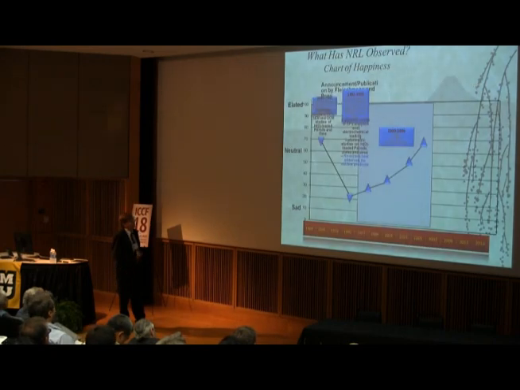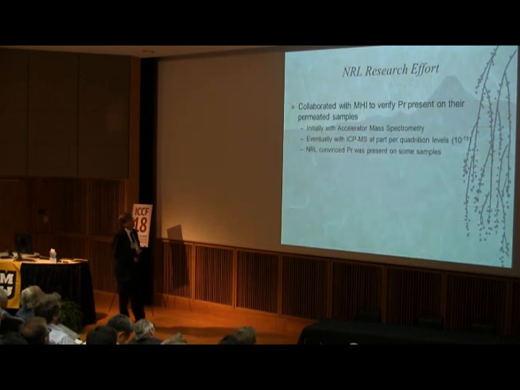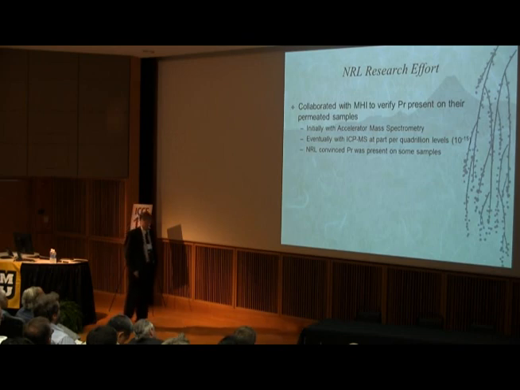Now, NRL tried to reproduce that early on, and they did not succeed. We collaborated with MHI. We initially saw praseodymium based on accelerator mass spectrometry, and eventually ICP-MS at parts per quadrillion levels. That's 10 to the minus 15. And NRL was convinced praseodymium was present in some of these samples.